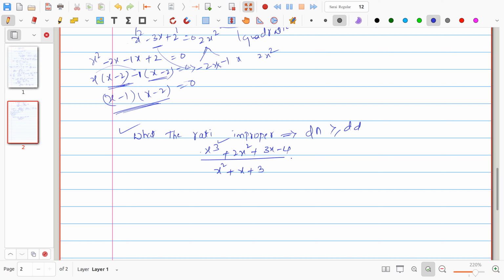Okay, we have to make it into proper functions. How can we do it? By dividing the first term by this term. I am dividing x cube plus 2x square plus 3x minus 4 by x square plus x plus 3.